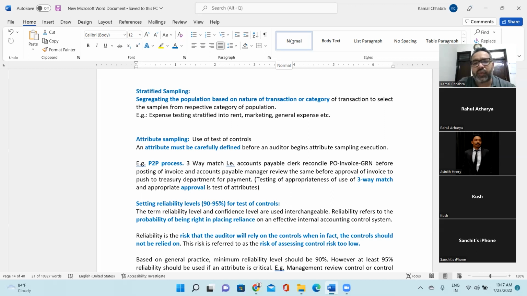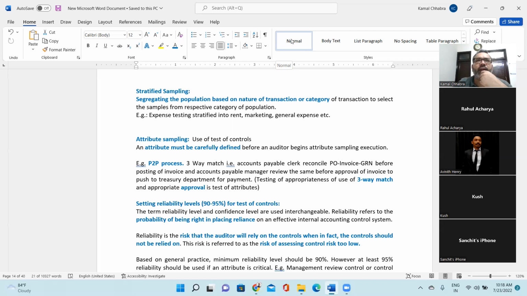For example, if you are testing the purchase to payable process, the P2P process, we discussed a couple of times earlier the three-way match, which is very important. What is three-way match? Anyone remember? Sir, agreeing the purchase order with the GRN and invoice. Yeah, matching the purchase order with the GRN and invoice, right? So that is an attribute. The accounts payable team would be doing a three-way match before processing any invoice, so that is an attribute.